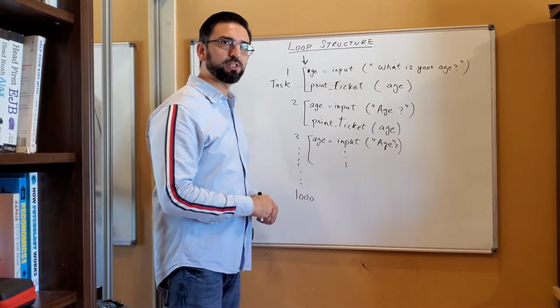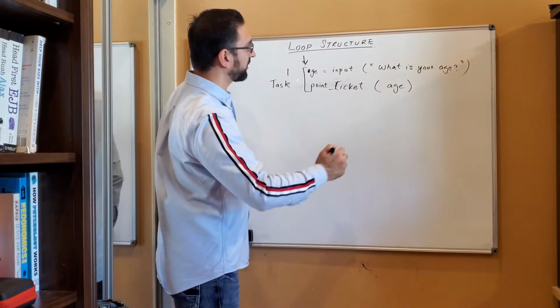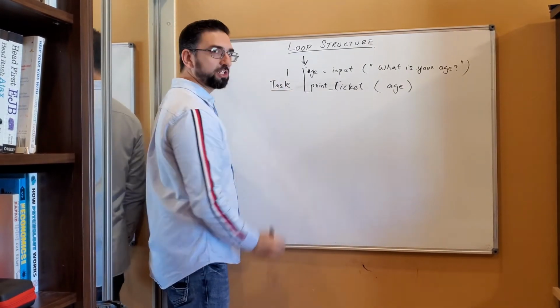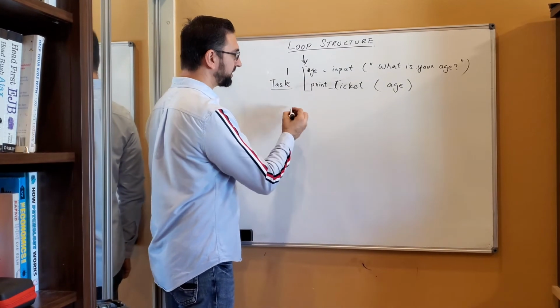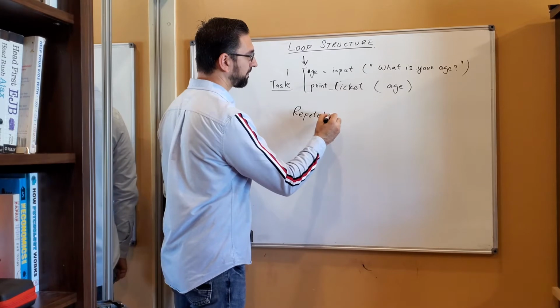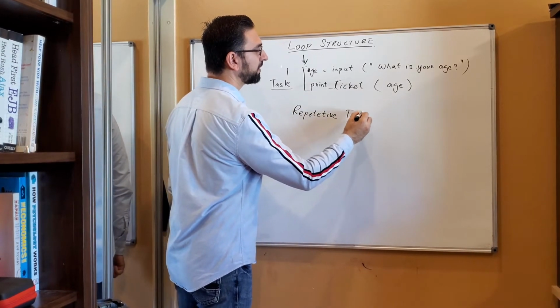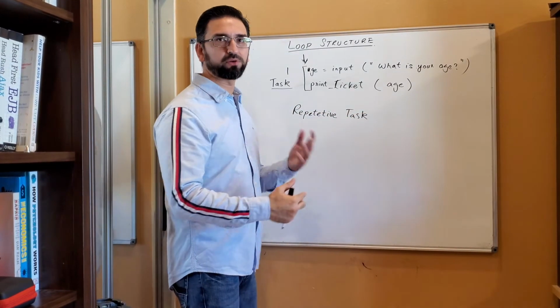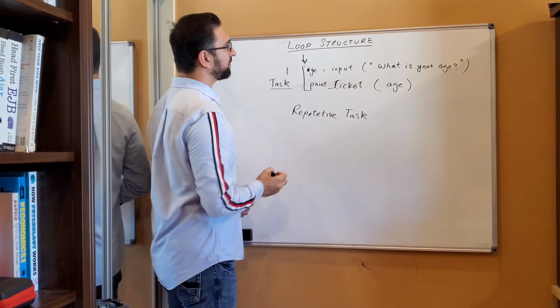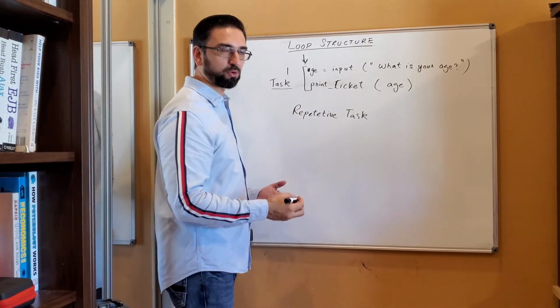In order to fix it, we take help of the loop structures. What loop structure provides us is that it takes a task that we need to repeat. So loop structures are meant for repetitive tasks. If you have a task which needs to be repeated multiple times, then we can take the help of loop structure to simplify the program.